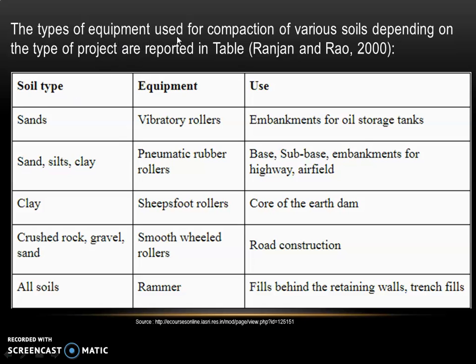The types of equipment used for compaction of various soils depending on the type of project are shown in this table. For sand, vibratory roller is used. It is used for construction of embankment for oil storage tanks. For sand, silt, clay, pneumatic rubber rollers are used and they are used for compacting base, sub-base layers of the pavement and embankments for highway and airfield.